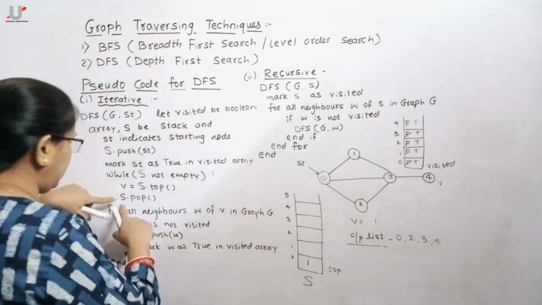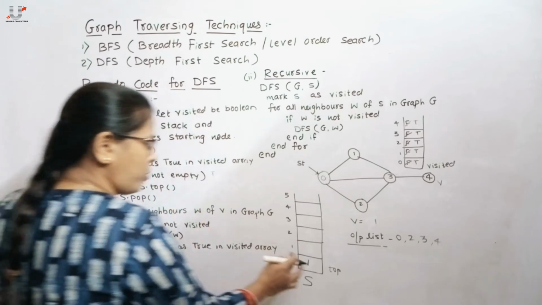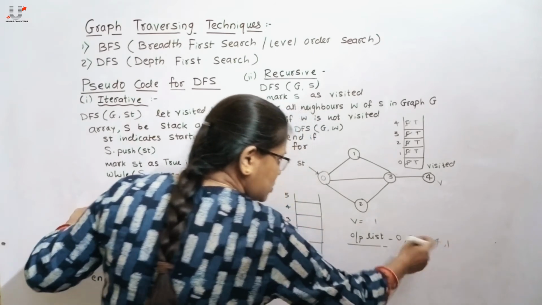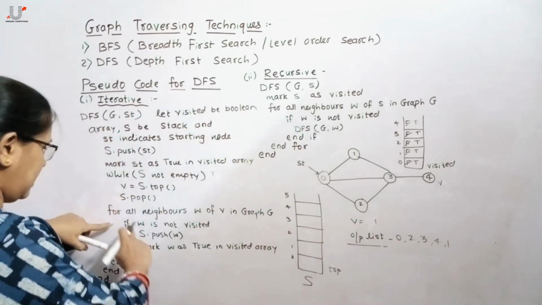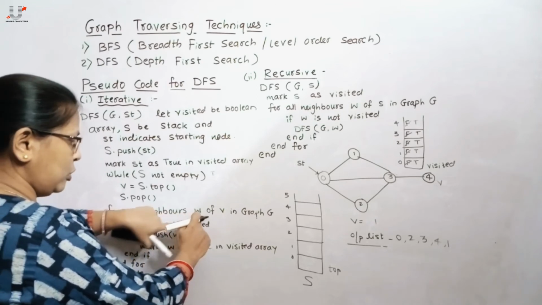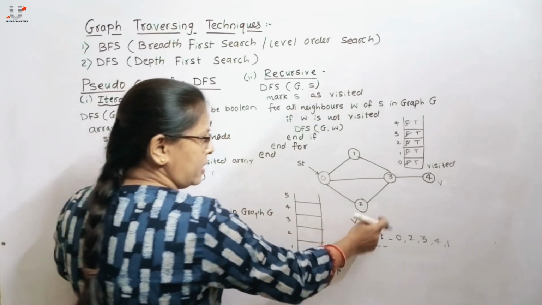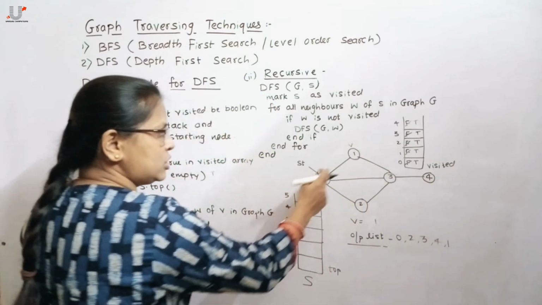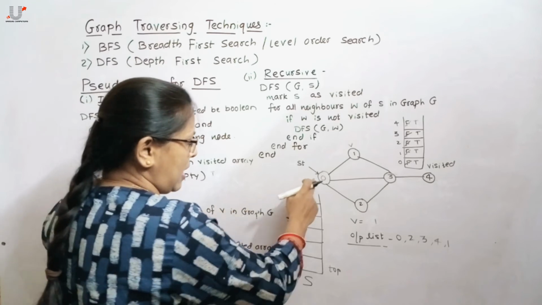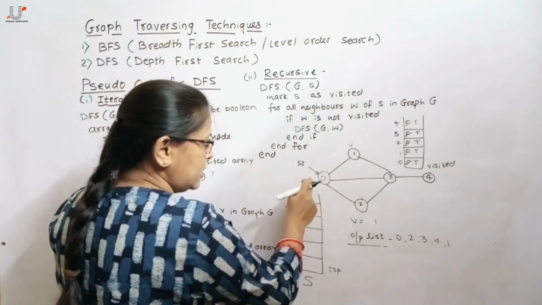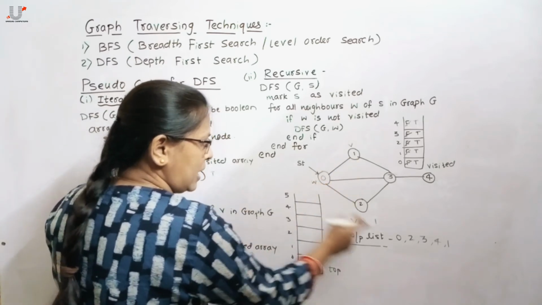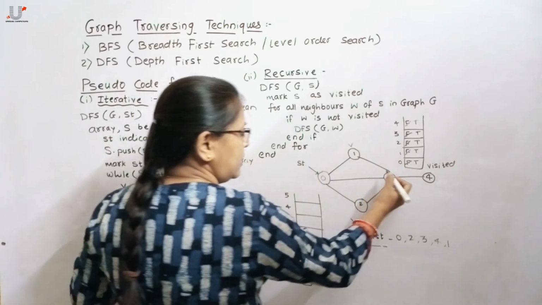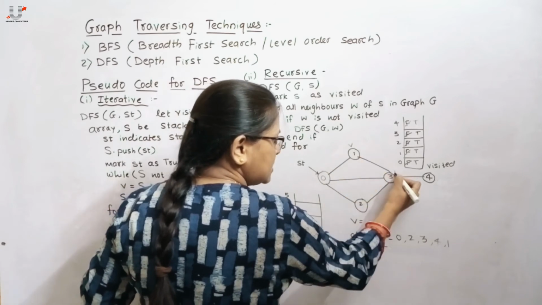So here it's 1. Then S dot pop. Pop that topmost element from the stack. The popped element gets stored into the output list. Then for all neighbors W of V, V is currently at 1. So check the adjacent neighbors. The neighbor of this 1 is 0, but that 0 has already been visited, so don't visit it again. Then the next adjacent for this 1 is 3.